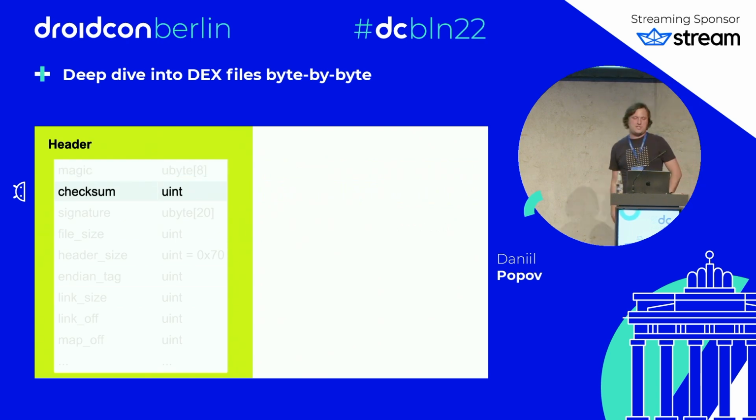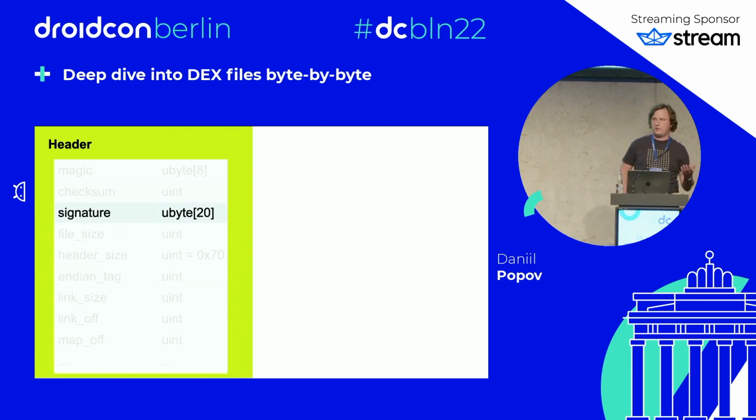Okay, then we have the checksum of the whole file, except two fields, and we have the SHA-1 signature of the file, except the first three fields. Also, we have the file size here. I don't know why, but just in case, why not?